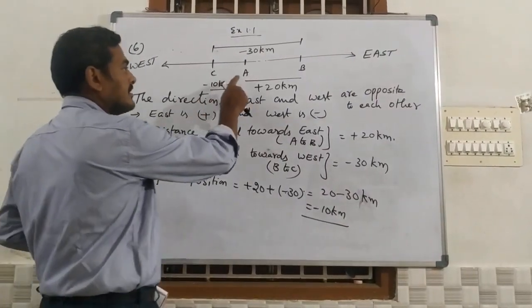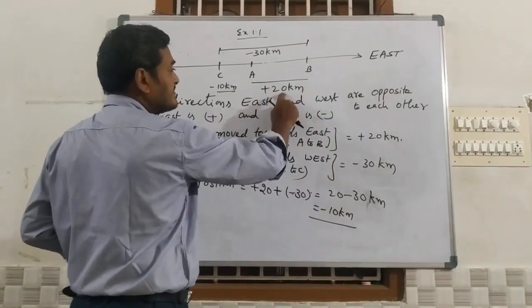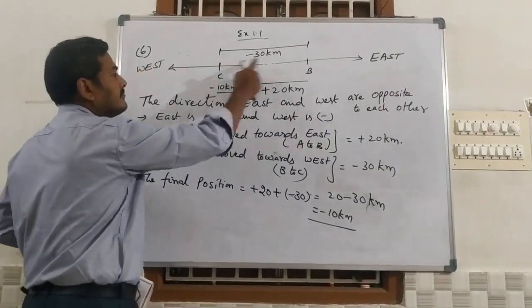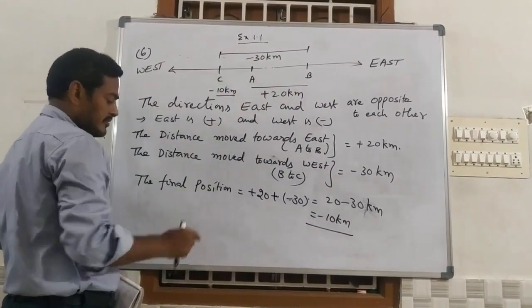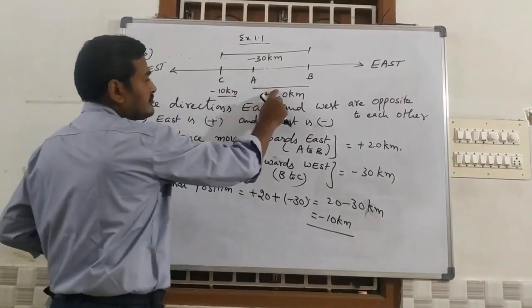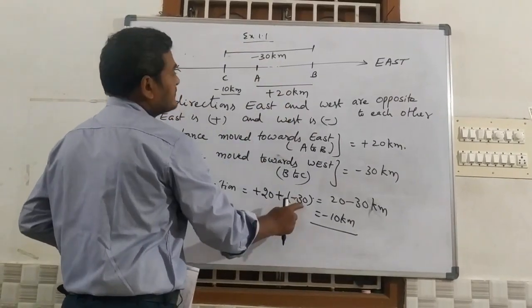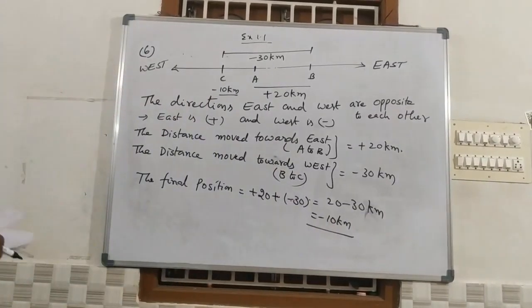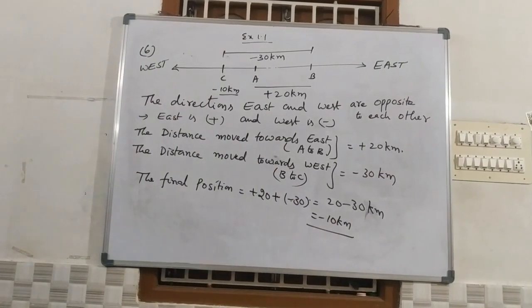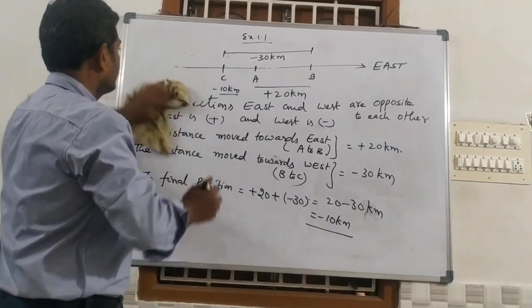So the point A to B is 20 kilometers east. East means plus, and B to C means minus 30. Now the final position, minus 30 plus 20 or 20 plus minus 30, that means minus 10 kilometers is the final representative point. And now we go for the seventh question.